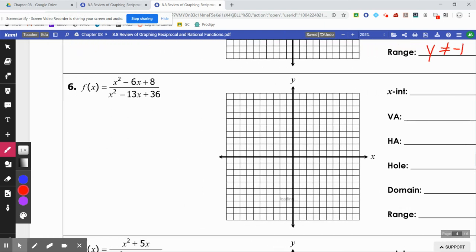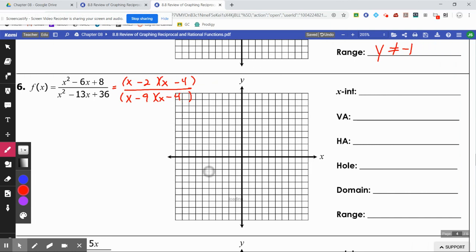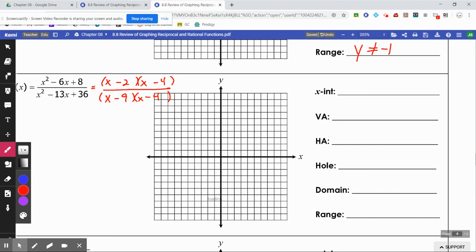Next up, let's again factor. Factor the top into two sets of parentheses: x and x, adds and multiplies will be a negative 2 and a negative 4. On bottom, x and x, adds and multiplies is a negative 9 and a negative 4 as well. So your two domain restrictions are that x will never be 4 or 9. You have a removable discontinuity at x equals 4, so there's a hole at 4, and there is a vertical asymptote at 9.